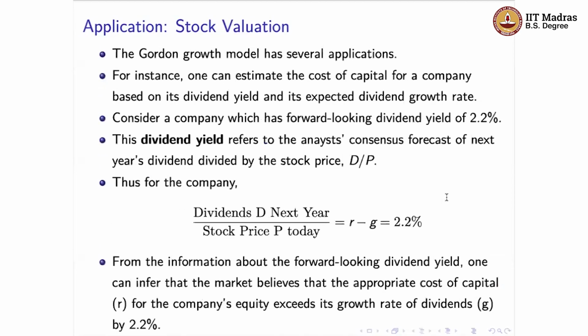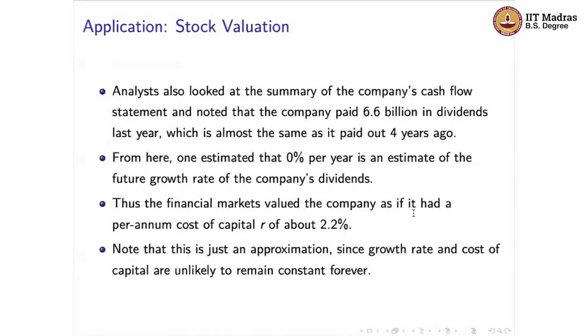So then here, if we have already got R minus G equal to 2.2%, and we come up with an estimate of G, which is 0%, that allows us to come up with an estimate of R, right, which is a per annum cost of capital of about 2.2%, right?